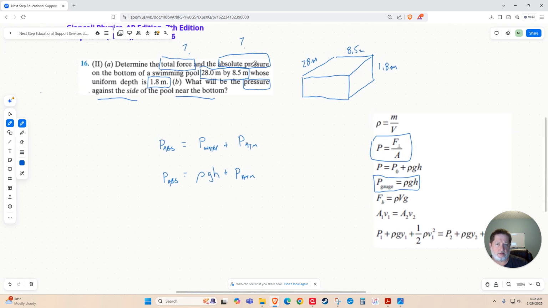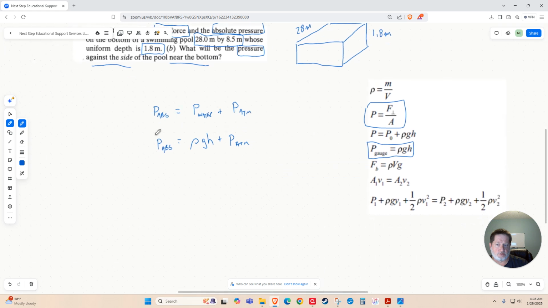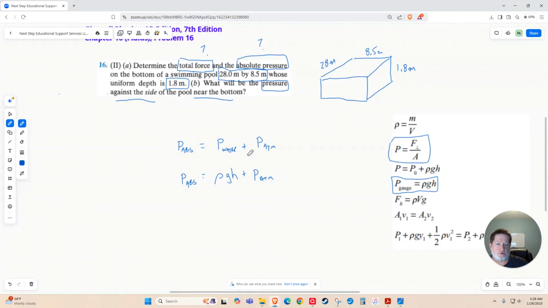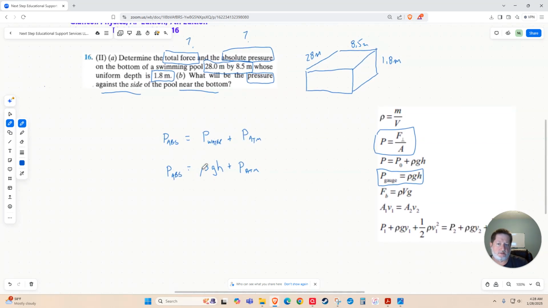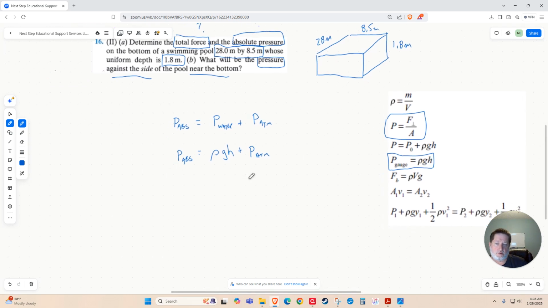So I'm going to go ahead and calculate the absolute pressure first using this equation. And then I'll use that quantity when I calculate the total force using my pressure equation. Let's go ahead and see if we have everything we need. We have the density of water, we have acceleration due to gravity on Earth, we have the height of the pool, the 1.8 meters, and we've got atmospheric pressure. I just need to make sure I put this all in compatible units. We should be good to go here.